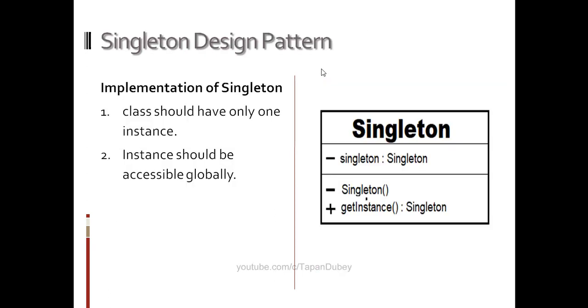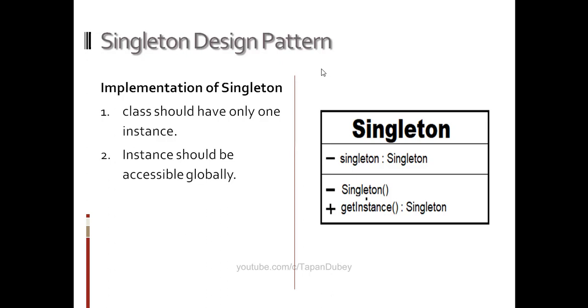Now let's start with the singleton design pattern. The implementation of the singleton design pattern tells us that a class should have only one instance. We cannot create multiple instances of the class, and that instance should be accessible globally. Let's see this in action. Let me open my Visual Studio and show you how we can create a class in a way that will not have multiple or duplicate instances, and that instance is accessible globally.